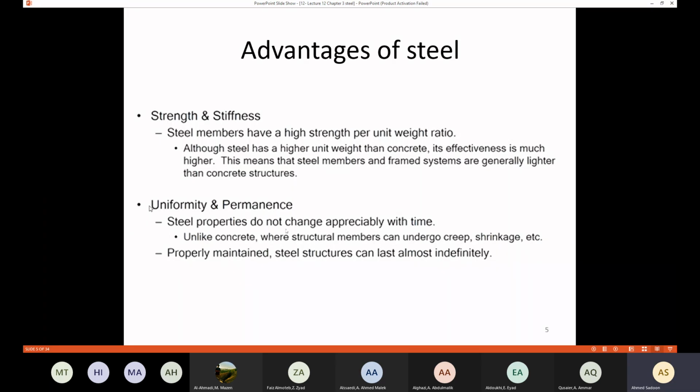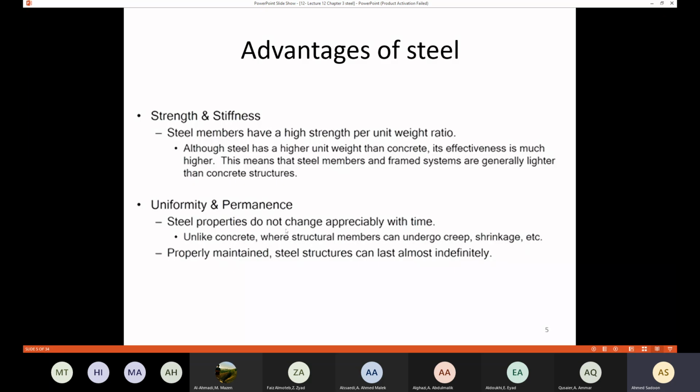Also, we have the uniformity and permanence. Steel properties do not change appreciably with time. Remember, regarding concrete, we talked about creep and shrinkage. With time, we are going to have many problems. All of these problems, like creep and shrinkage, do not exist in steel. So the properties of steel are not going to change with time.